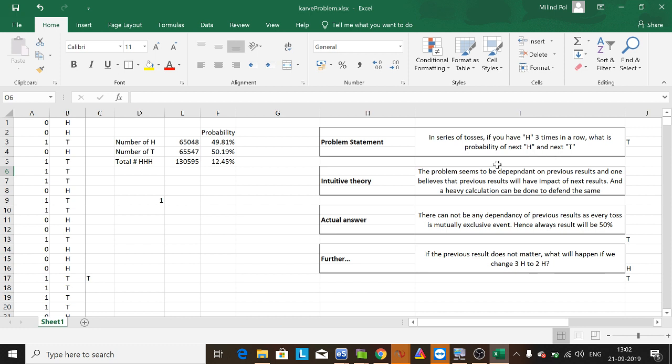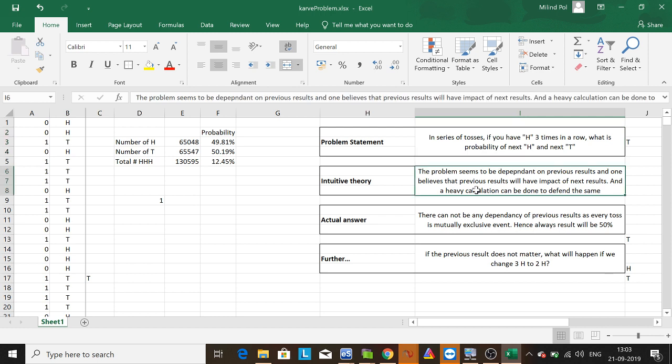That's okay. What I'm trying to do in this recording is address a problem statement. If in a series of coin tosses you have got three heads in a row, what is the probability of the next head or the next tail, one minus whatever?